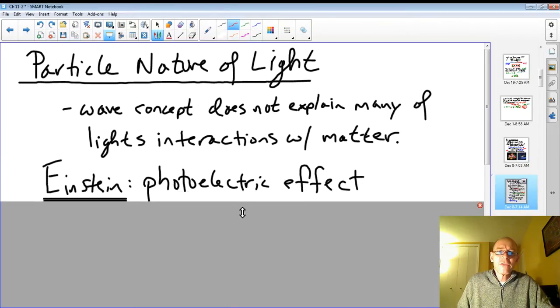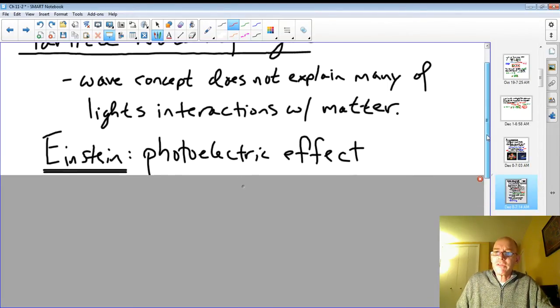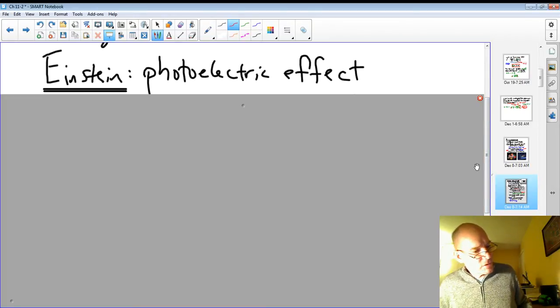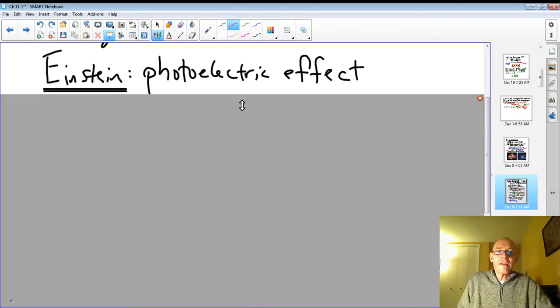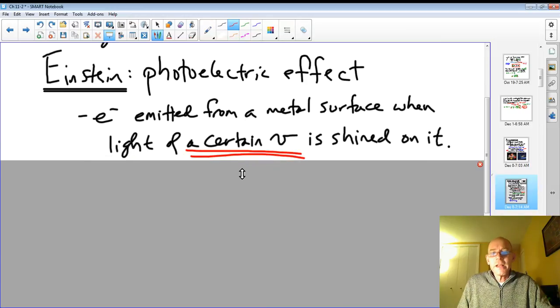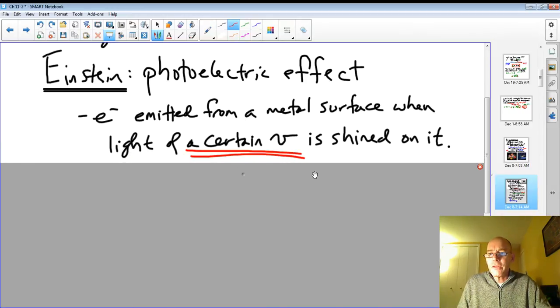But then there are other things going on that are not explained by the wave model of light. One of the big ones is called the photoelectric effect, explained by Albert Einstein. It was his first Nobel Prize. At the time, he explained this, and it really revolutionized the idea of how matter, atoms, interact with photons, with light. Many previous scientists noticed that there is a thing that occurs when you shine a light of a certain frequency onto a metal surface.